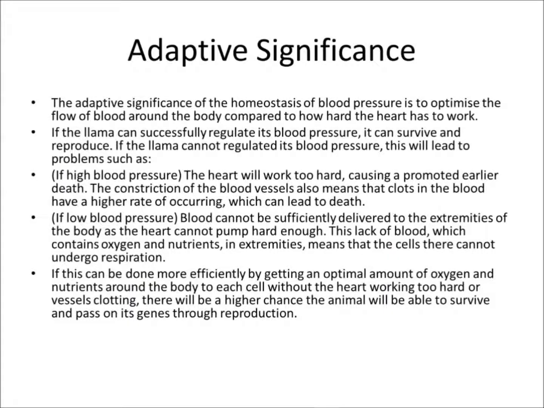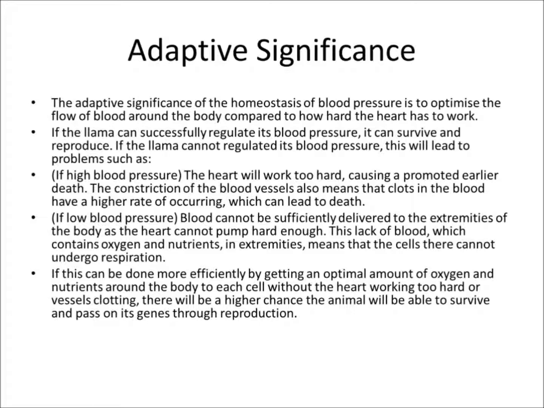The adaptive significance of the homeostasis of blood pressure is to optimize the flow of blood around the body compared to how hard the heart has to work. If the llama can successfully regulate its blood pressure, it can survive and reproduce. If the llama cannot regulate its blood pressure, this will lead to problems such as, if high blood pressure, the heart will work too hard, causing a promoted earlier death.